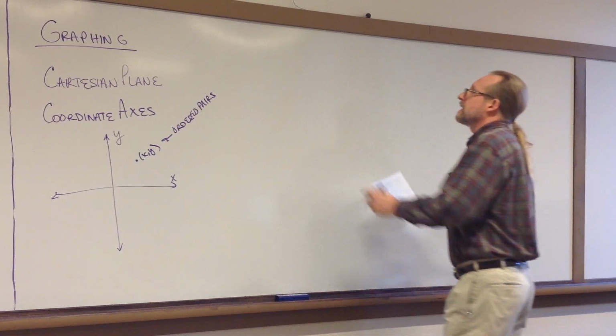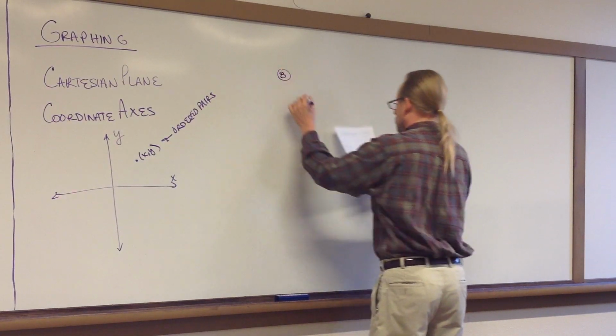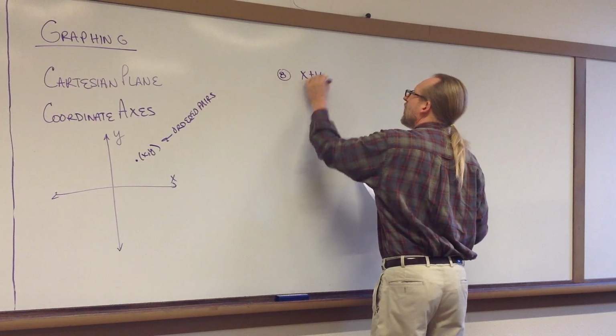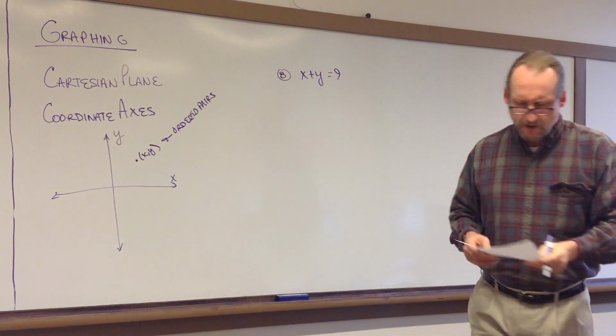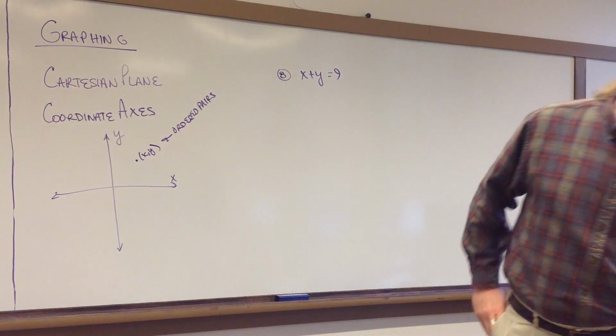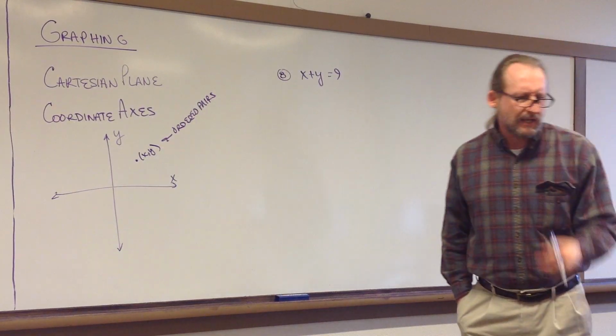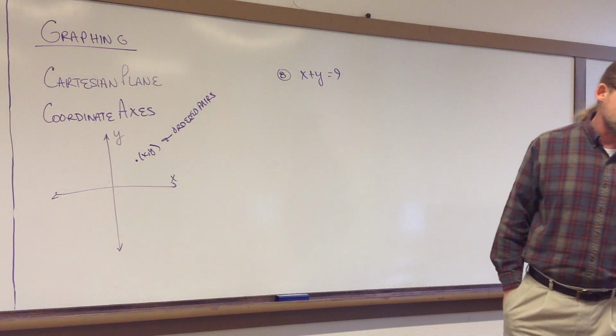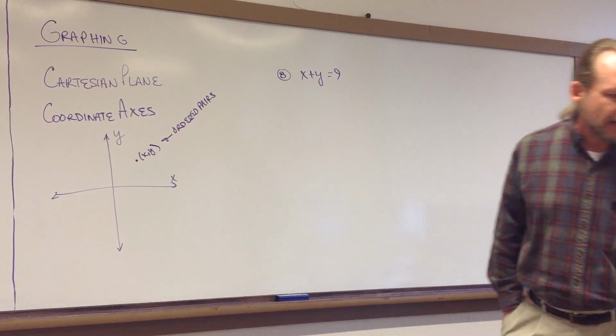Okay, so let's take a look at these. Problem 8, x plus y equals 9. First it says isolate the y variable and find 3 ordered pairs that satisfy the equation, and then graph the equation.